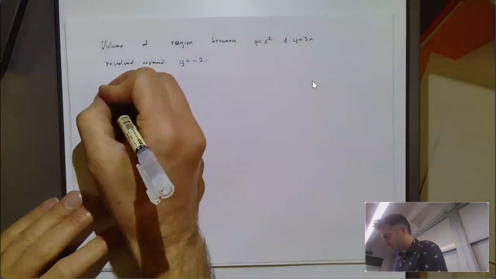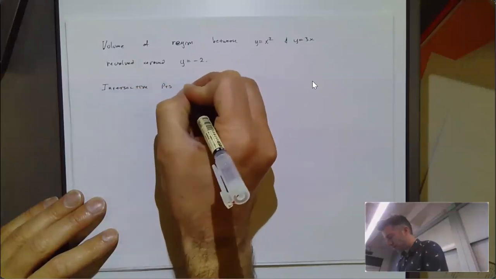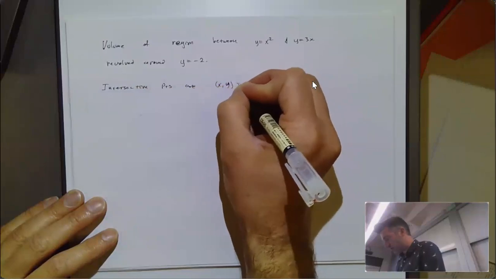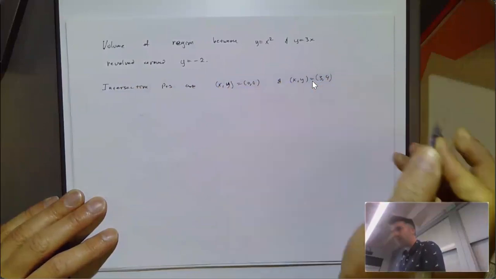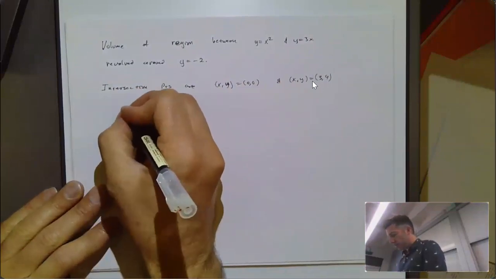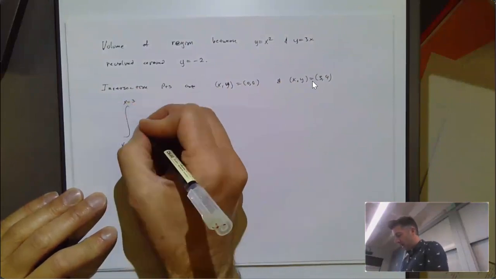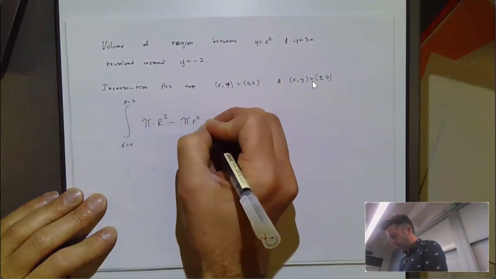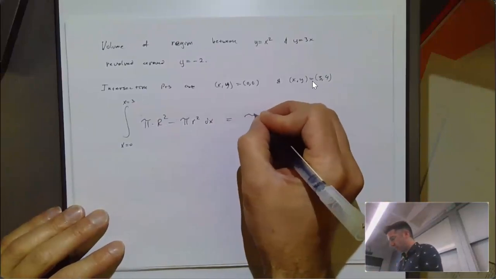Okay, so points of intersection. We found them before. We know the intersection points are (x, y) equal to (0, 0) and (3, 9). So here's what we do know. We know that we're going to do the integral from the left limit of x equal to 0 to the right limit of x equal to 3. And it is going to be pi times the big radius squared minus pi times the little radius squared. And typically people do factor out the pi here. I haven't been doing that, but totally we would factor out the pi.